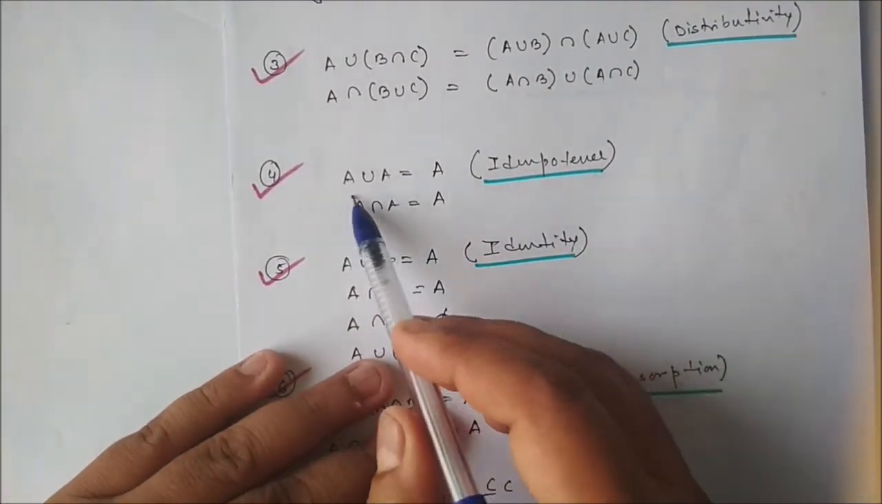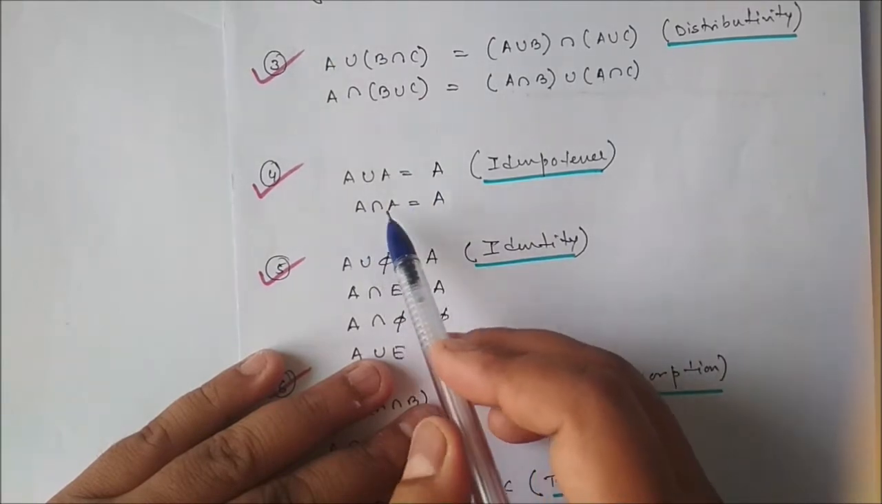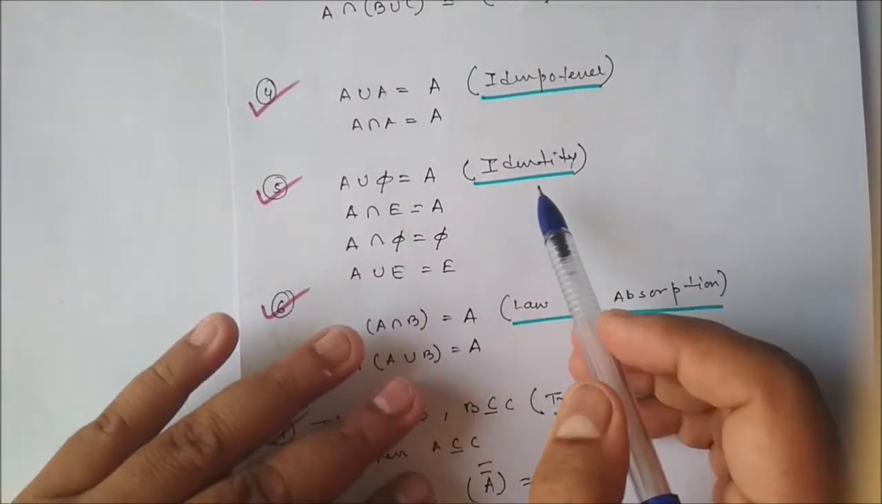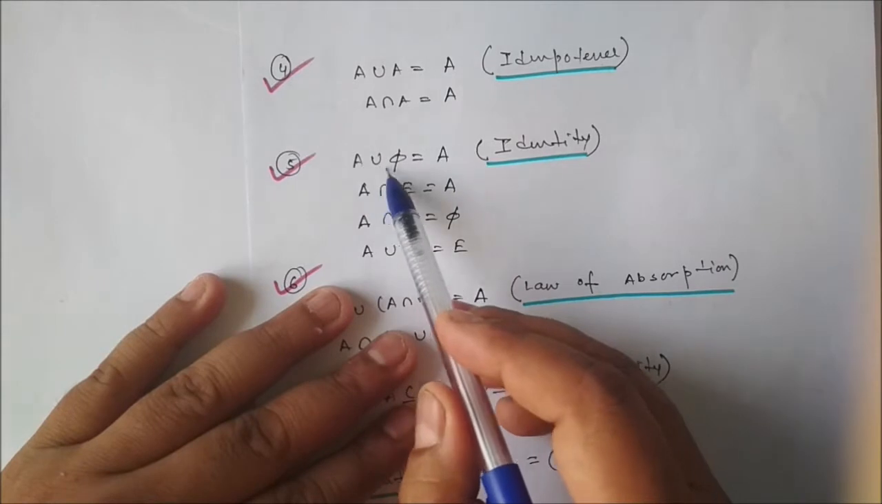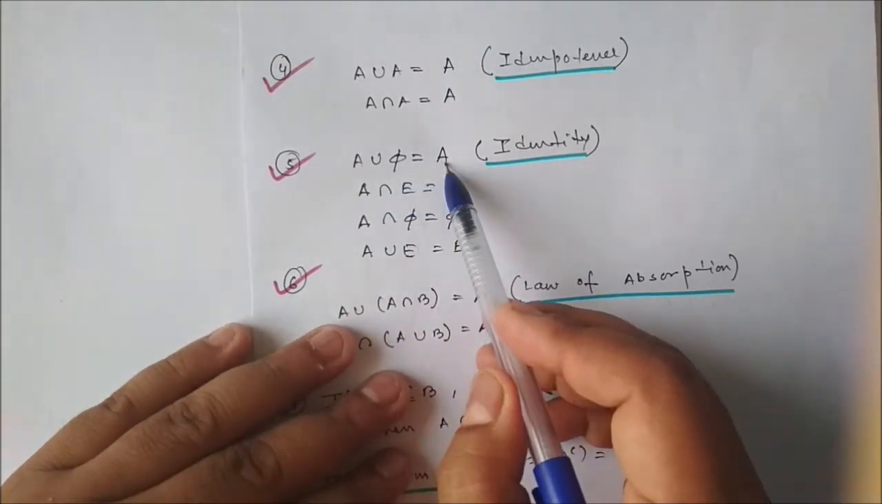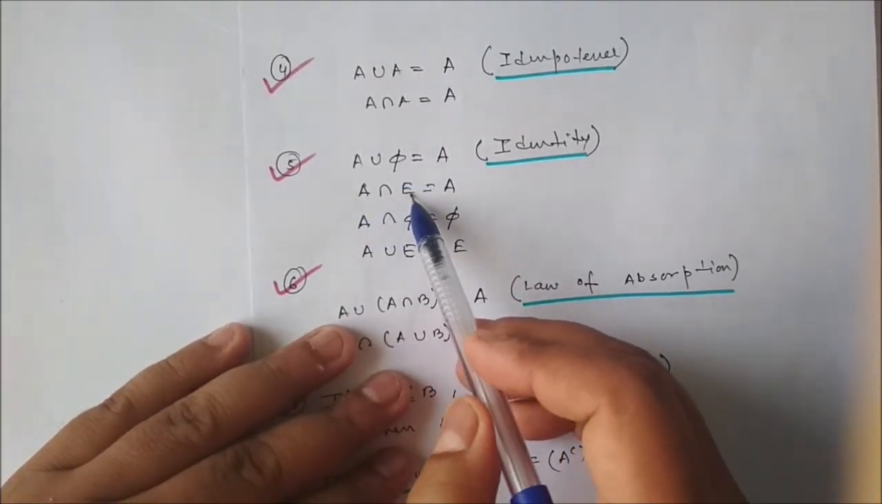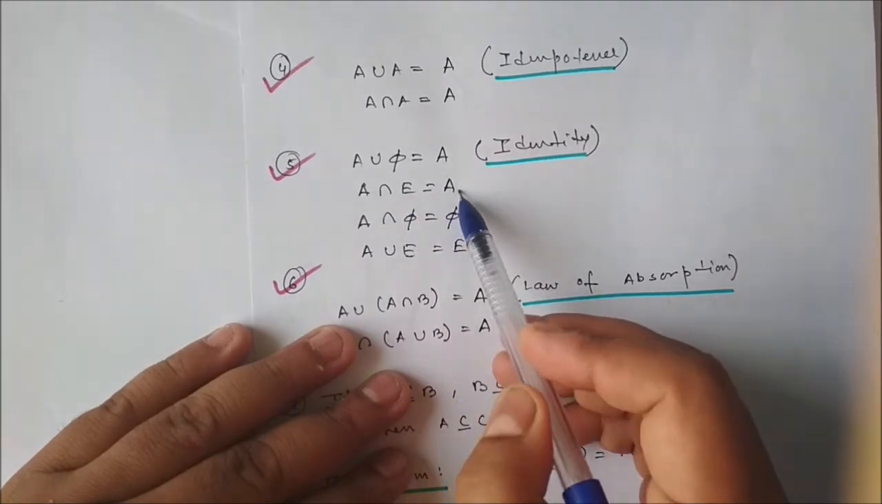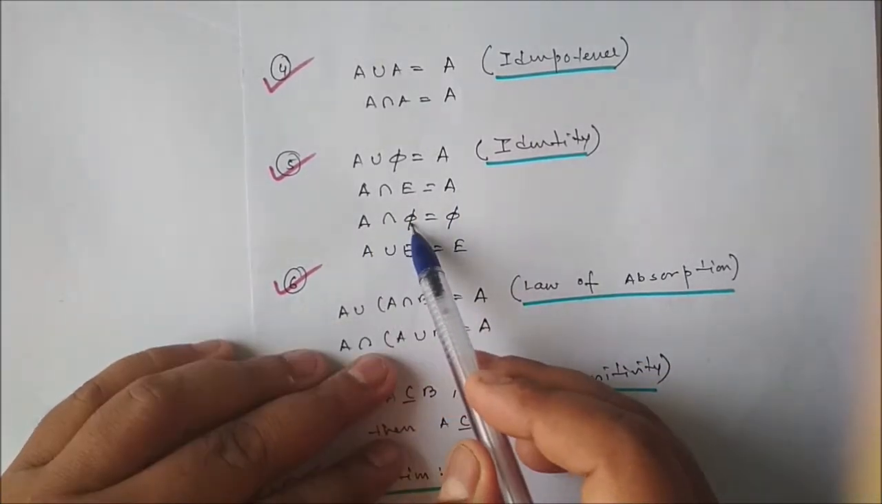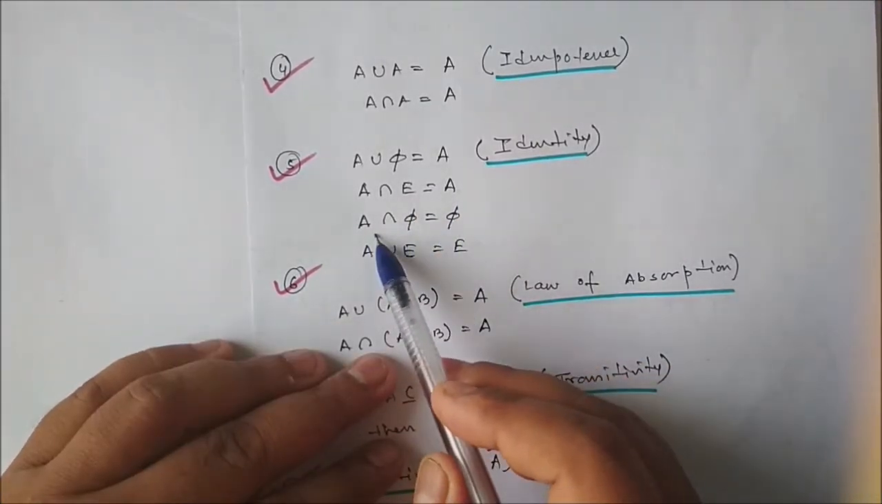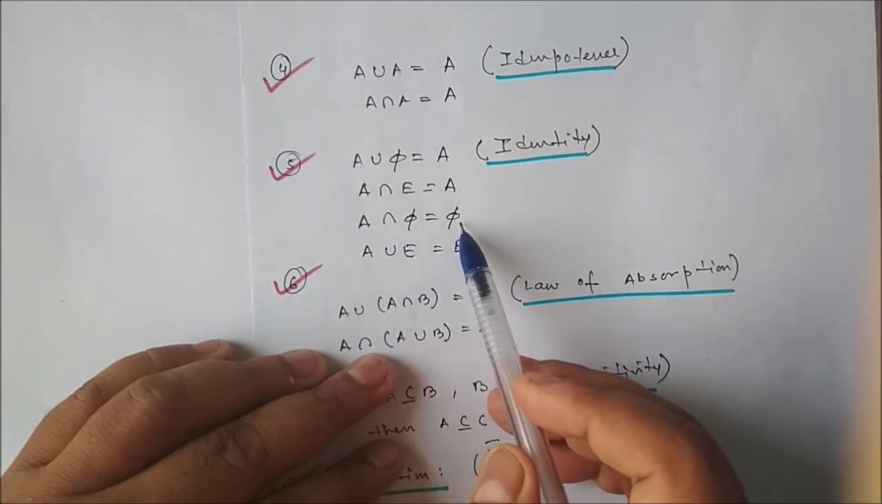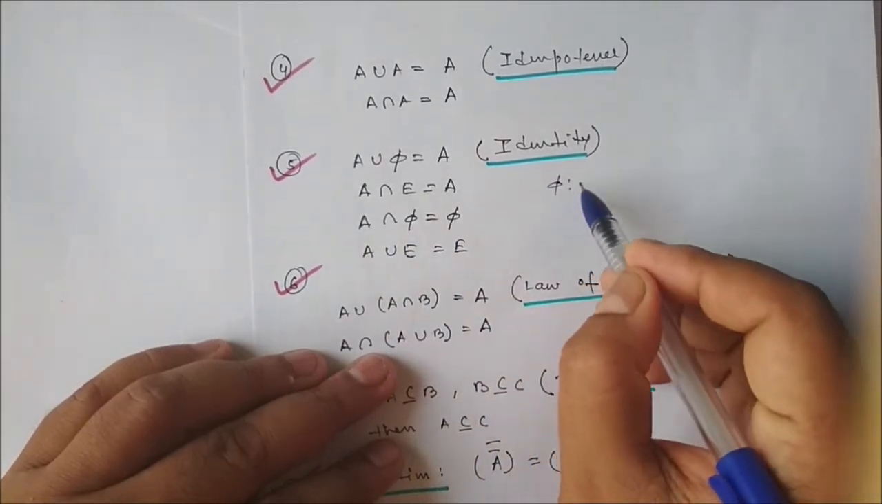Idempotency is also there. A union A is equal to A and A intersect A is equal to A. Definitely it will be true. Identity: A union phi or null is equal to A. A intersect with the universe of discourse E is equal to A. A intersect with the null should be the null, or A intersect phi is equal to phi. Phi is what? It is null.